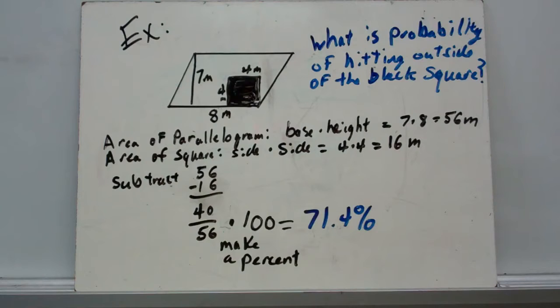We will end up with 40, and we're going to put that 40 over the area of the entire shape, which is 56. Okay, so again, 40 over 56 is a good starting place for our probability. We have a 40 out of 56 chance of hitting outside of the black square. But let's make that a percent, because we tend to understand percents a little bit better. So we're going to take 40 out of 56, and divide that, and we're going to get 0.714, and then multiply that by 100 to make it a percent, and we're going to end up with 71.4%.